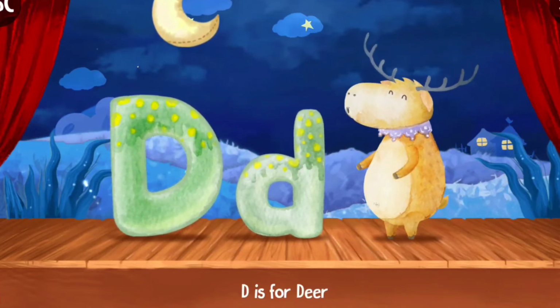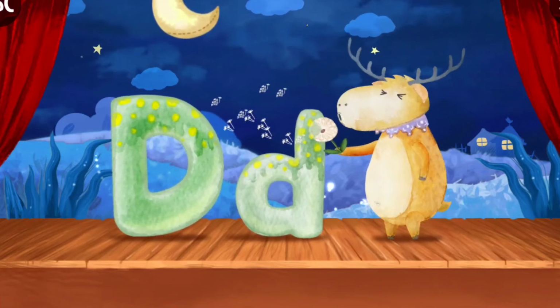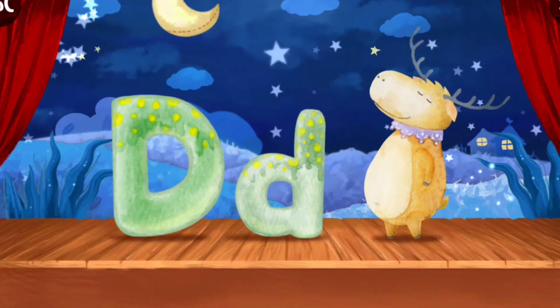D is for deer. D is for dandelion. The deer blows the dandelion to the sky.